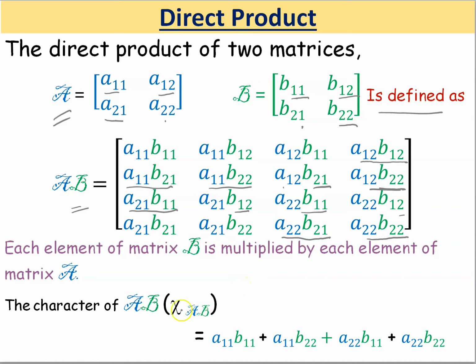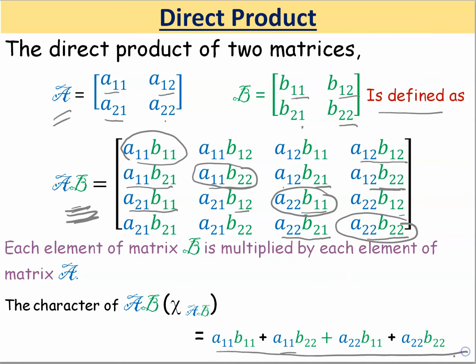And the character of this direct product matrix AB, that is chi AB, is equal to the sum of the diagonal elements, that is A11 B11 plus A11 B22 plus A22 B11 plus A22 B22. Okay, that is this one, the sum of the diagonal elements.